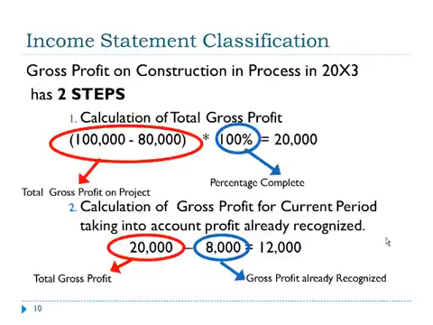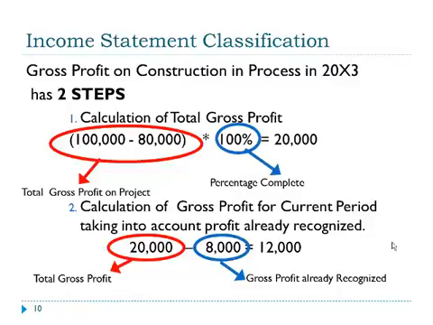Gross profit on construction in process in 2003 will have two steps associated with it. We'll calculate the total gross profit. Here it's still $100,000 minus the $80,000. We're keeping things simple at this point, that there's no change in contract price and our estimate of costs was accurate. At the end of a construction process, it is 100% complete. So the total gross profit as of the end of this project is the $20,000 times 100%, or $20,000.